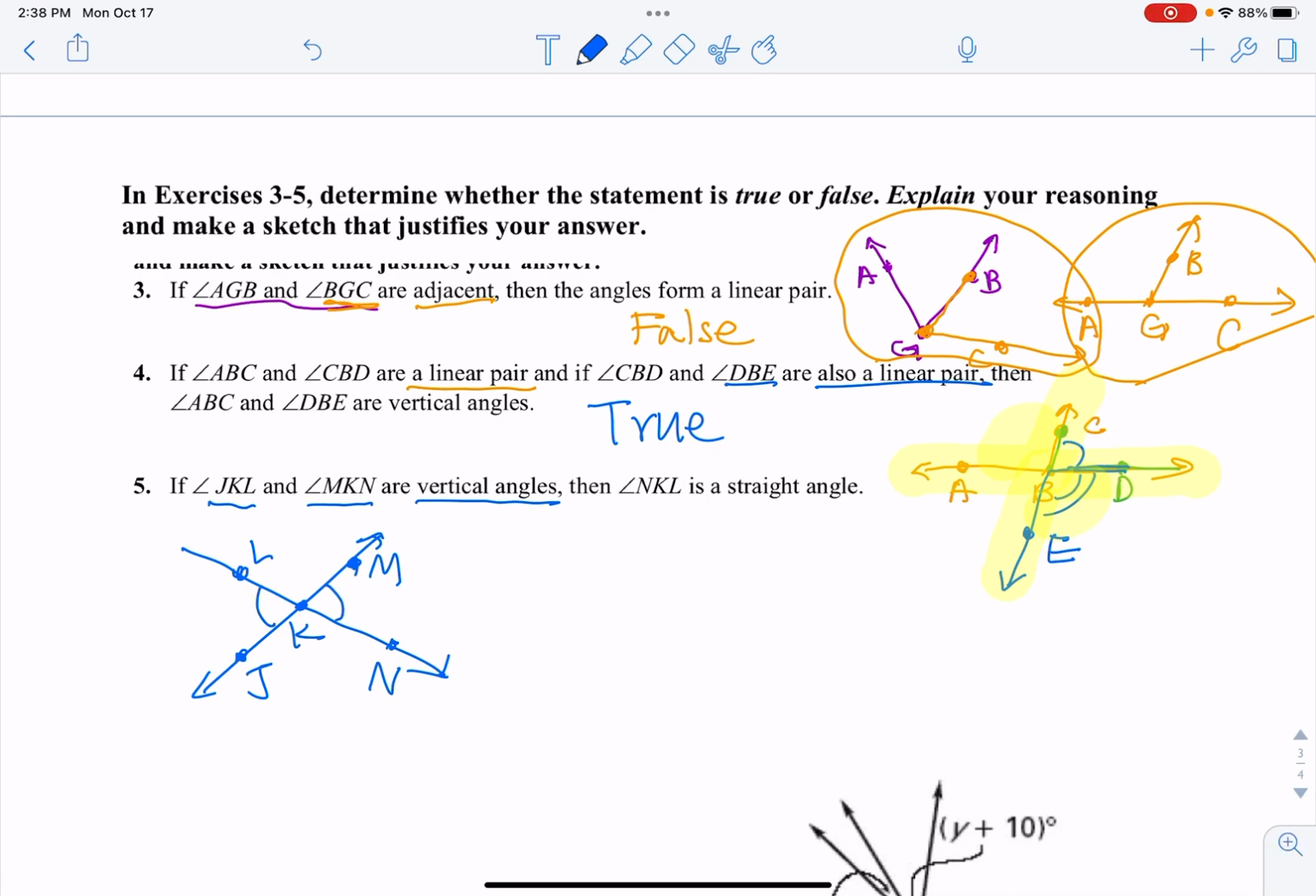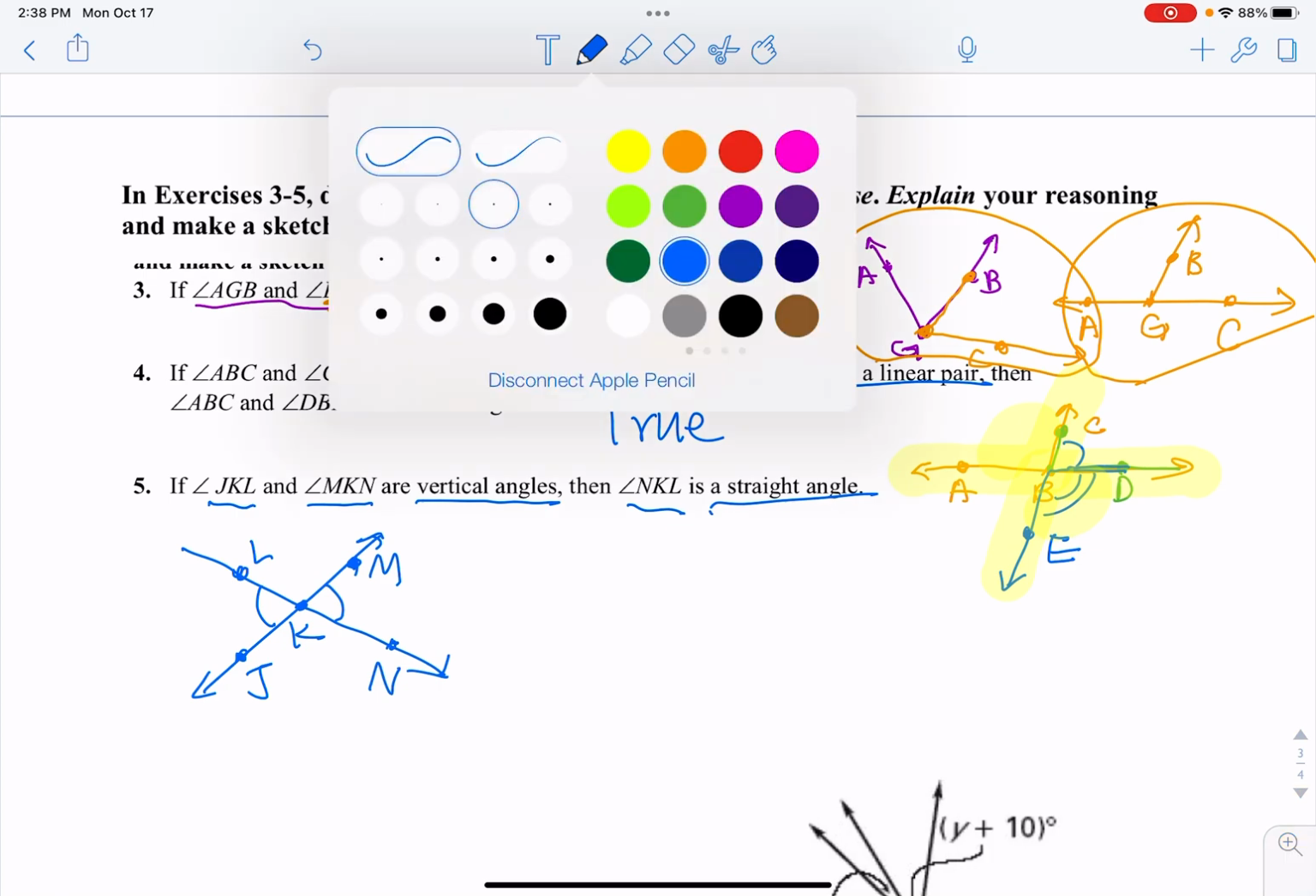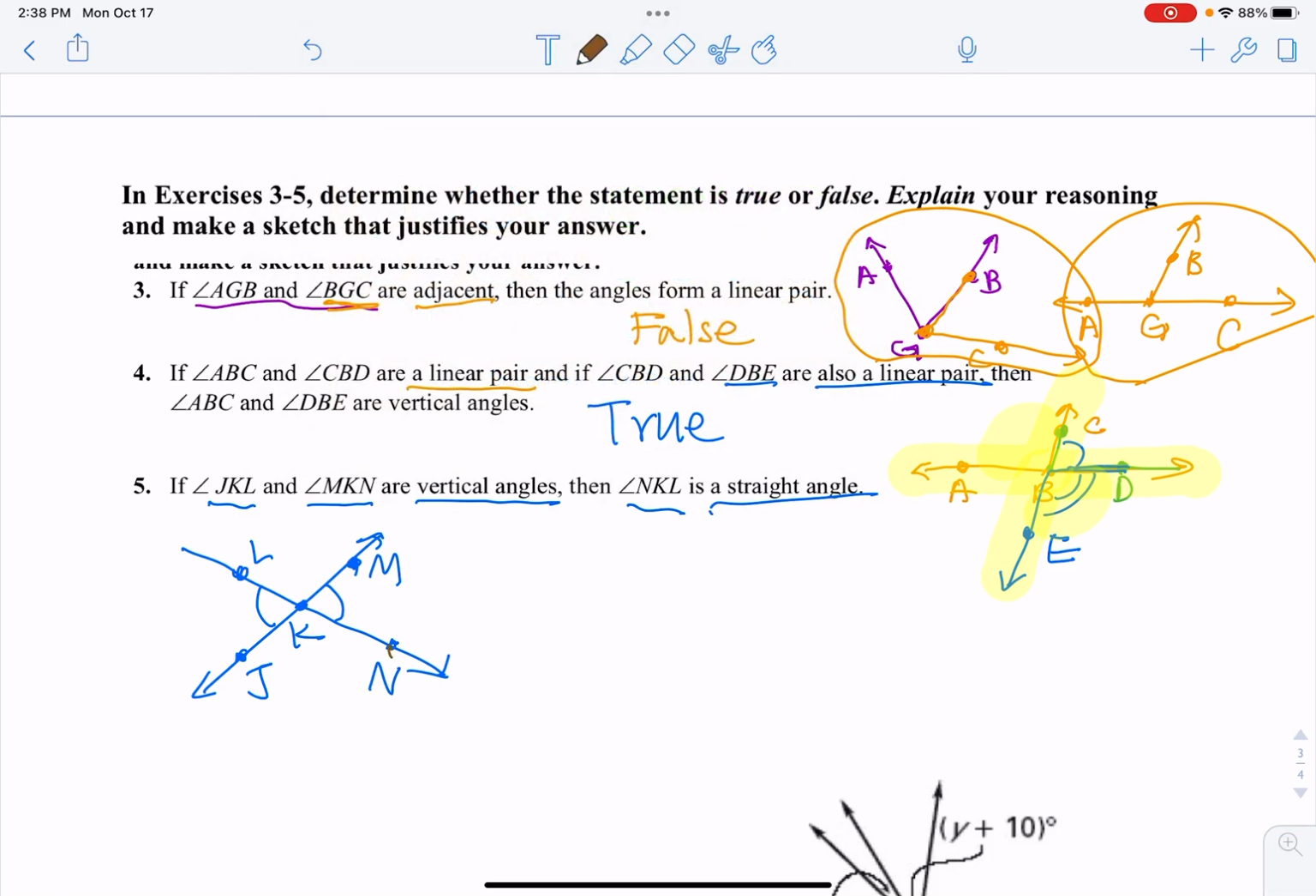And angle NKL, NKL is a straight angle. Look at this one. Angle NKL here is a straight angle. That is right. So it's true. So you can draw it out with the letters that they gave you for the angle, and you can check if it is true or false.